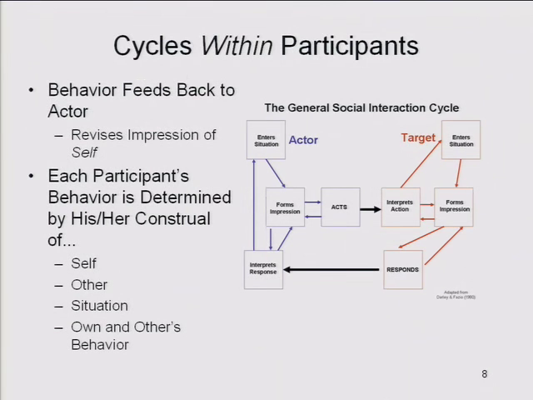But it turns out, okay, the actor forms an impression, acts, the target is brought into the situation or enters the situation voluntarily, interprets her action, forms and revises his impression of her, responds. The actor now has to interpret the response, and the cycle starts all over again. But it turns out that there are cycles within the participants as well, that each of these participants is changed in some way by his or her behavior.